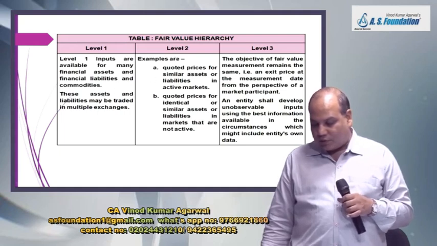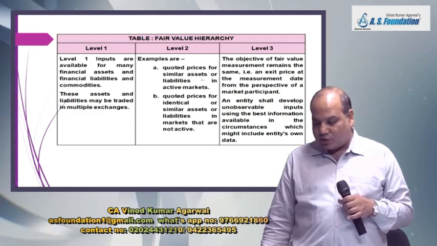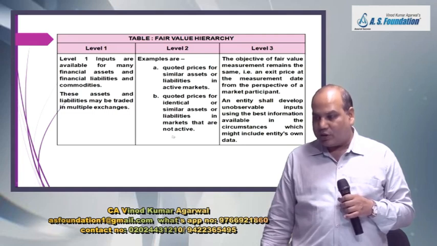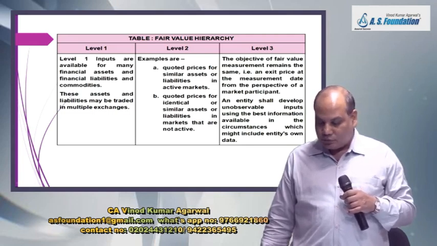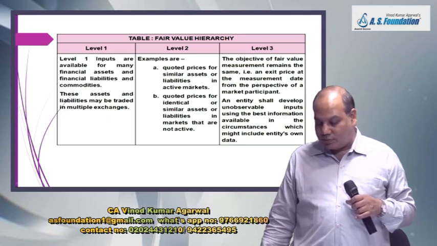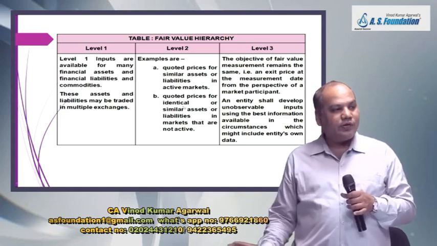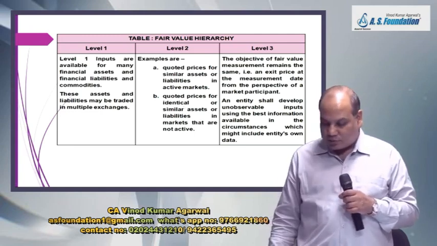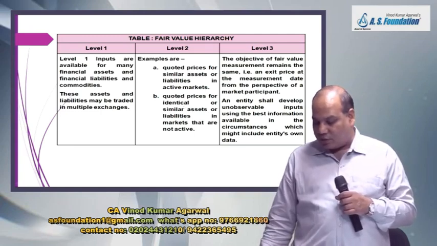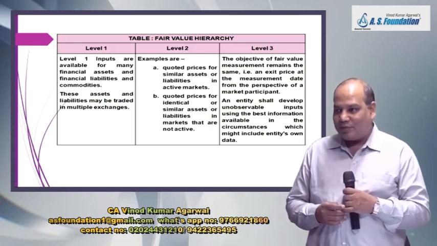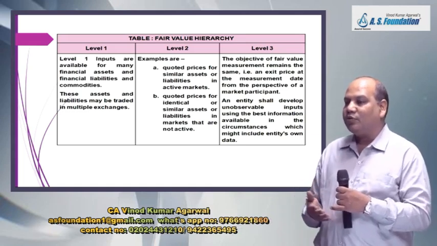And what are the example of level 2? Quoted price for similar assets or liabilities in an active market, and quoted price for identical or similar asset or liability in a market but that are not very active. Similar asset in an active market or similar asset in a less active market, or you can say same asset in a less active market also. Now what example we can give here? No example, because they are not observable. Only you can say the market management has to make the estimate.